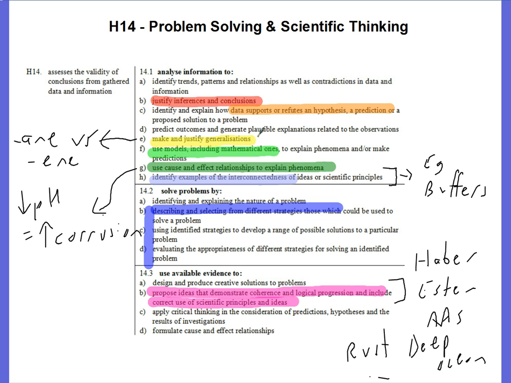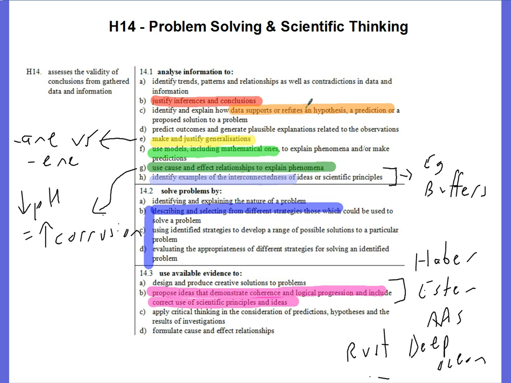Making and justifying generalizations. That's where you make a broad general statement about chemicals or properties based on a few experiments. An example of that I want you to think about is the alkene versus alkane experiment. We only tested one alkene and one alkane. We tested cyclohexene versus cyclohexane, and we showed that the cyclohexene was more reactive than cyclohexane. And from that one experiment, we drew a broad conclusion that alkenes were more reactive than alkanes.